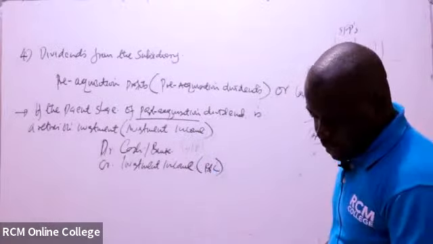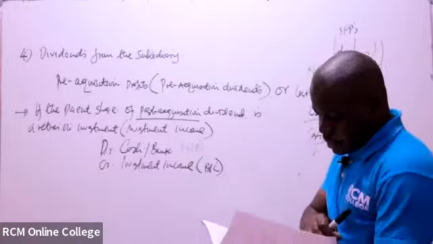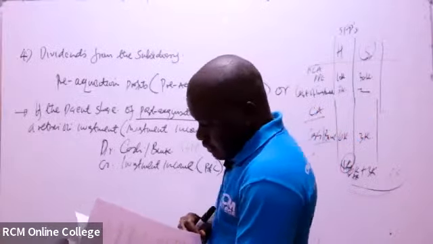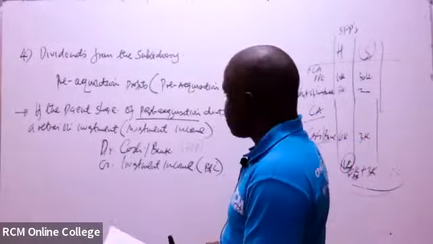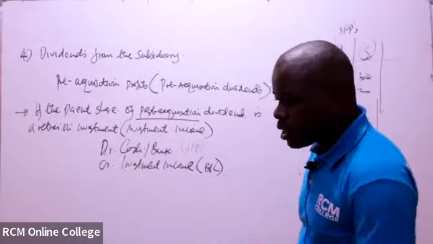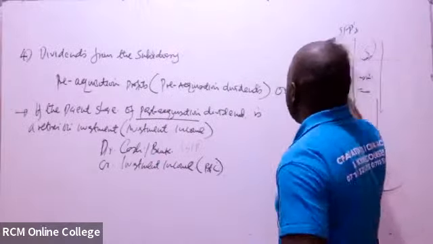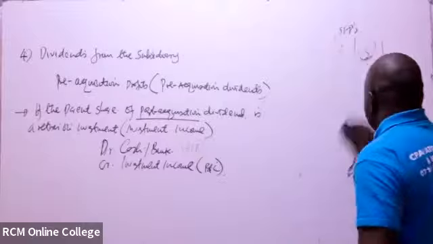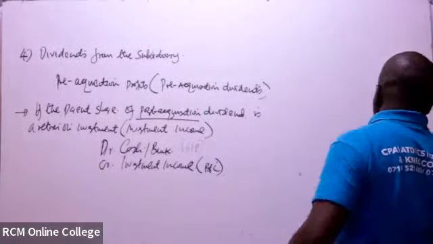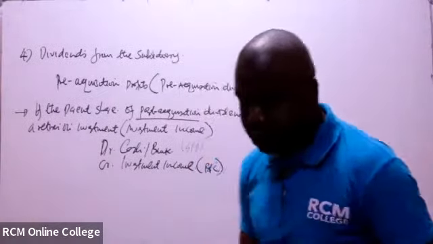Now I want us to look at another important area. We call it goodwill. So number 5, you can write goodwill. How do you treat goodwill? Goodwill on acquisition.